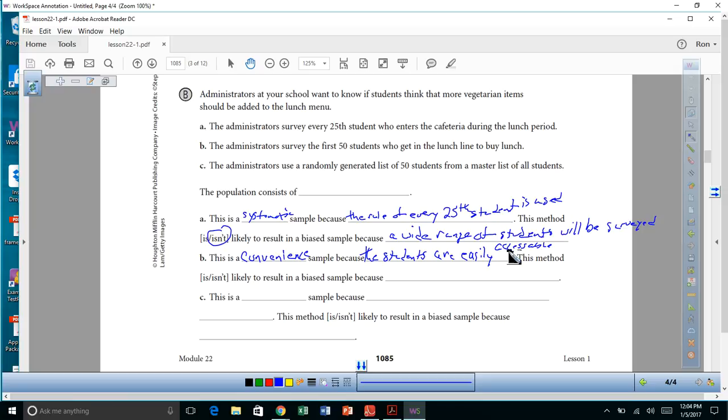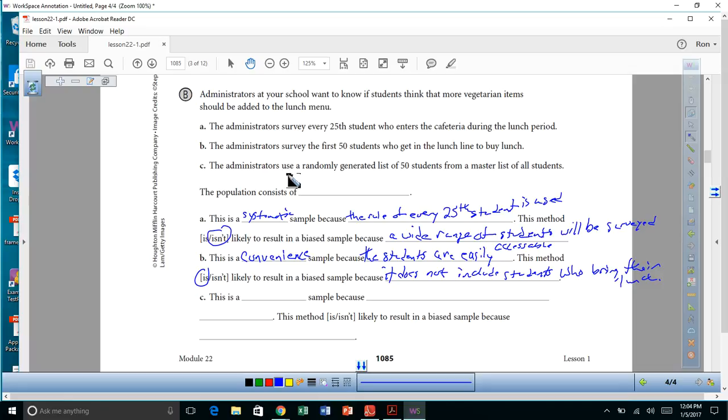This method, I'd say, is likely to result in a biased sample because, well, one, it does not include students who bring their lunch. All right.